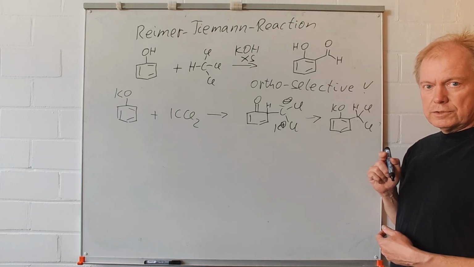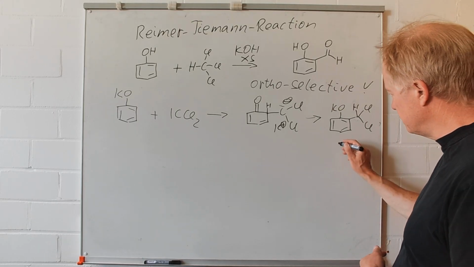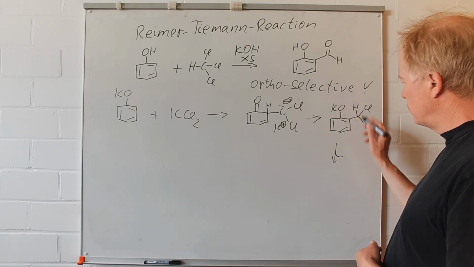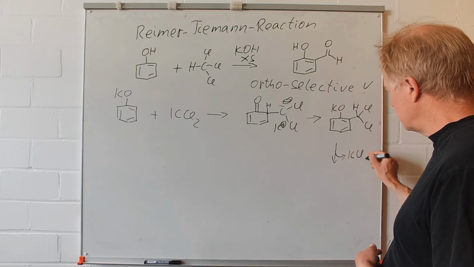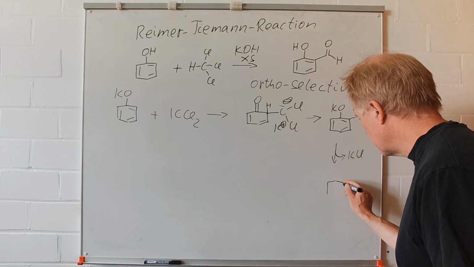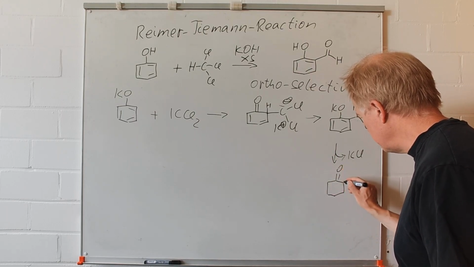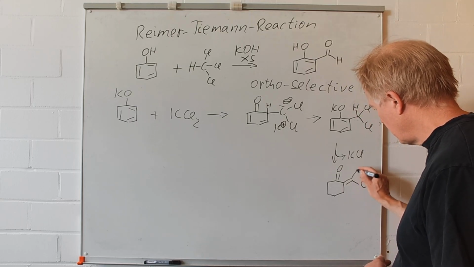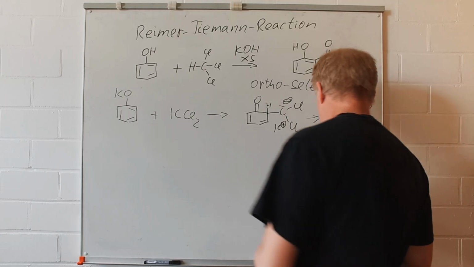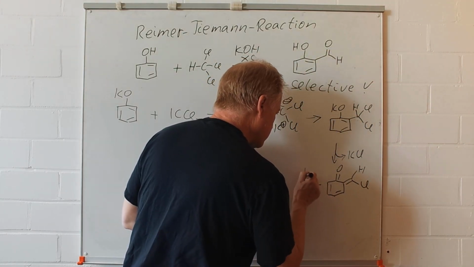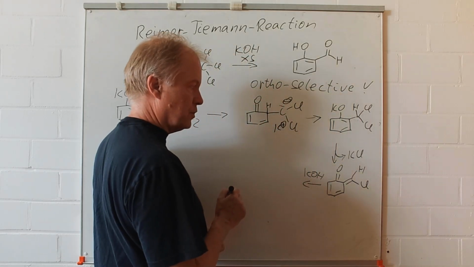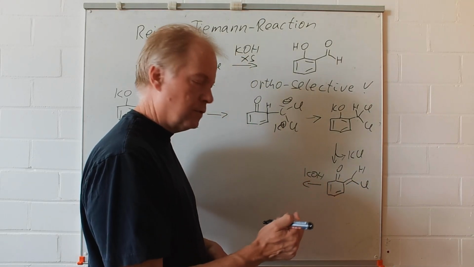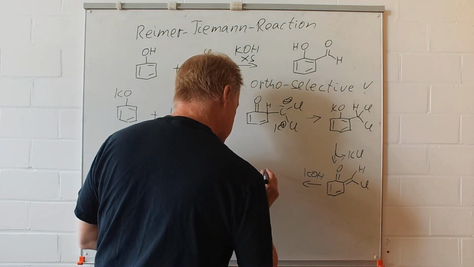How could the hydrolysis proceed mechanistically? If we eliminate potassium chloride, then we have an orthoquinonoid compound which will easily react with potassium hydroxide. This is the electrophilic center, the hydroxide is the nucleophile.